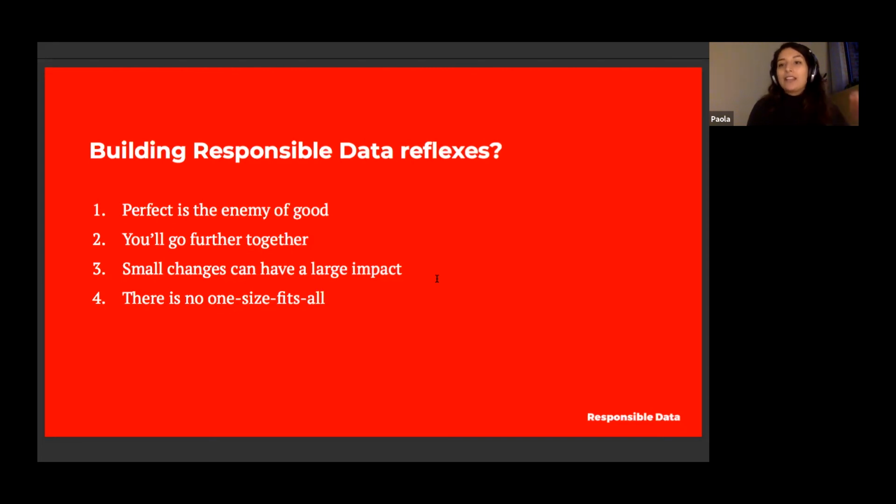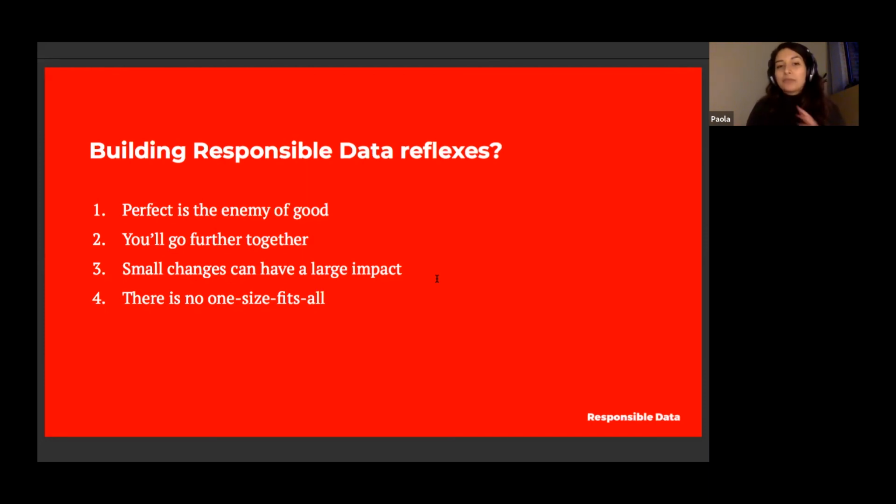Number 2, you'll go further together. As Laura mentioned in the very beginning of the workshop, it's always better to design a project together. Find buddies, join the responsible data community, ask questions. We are all here together today. There are also plenty of events throughout the year where you can find kindred spirits, peers who are facing similar challenges, so you're never alone.